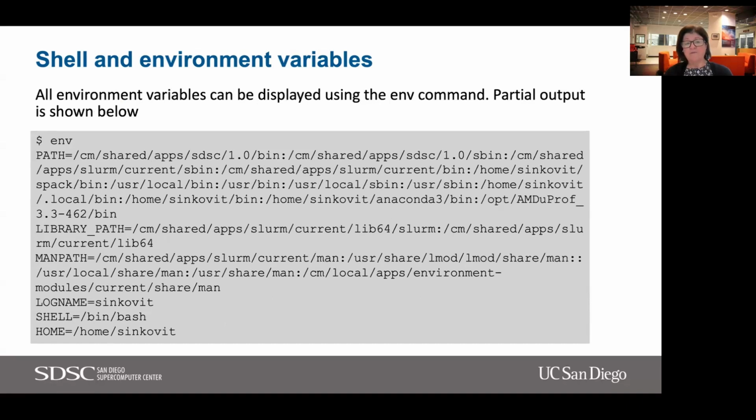All environment variables can be displayed using the env command. So this env output is just a partial. On a really big system like Expanse, it can be 100 lines long, especially if you're using a lot of applications that you've loaded into your environment, like for MPI compiling in Fortran and C, and you want to run jobs using Slurm, you can end up with a lot of environment variables.